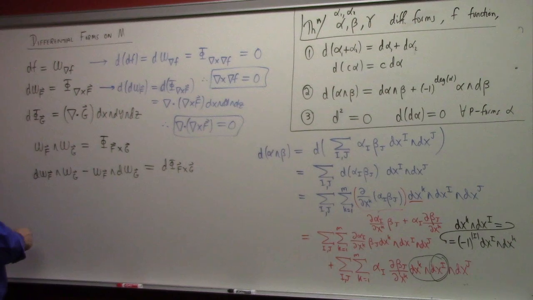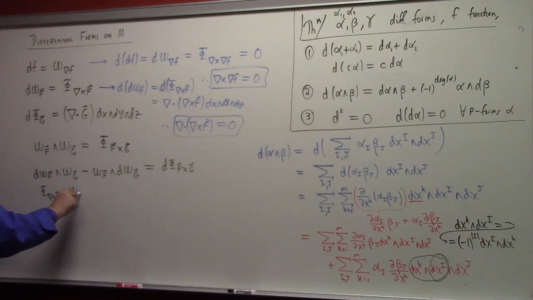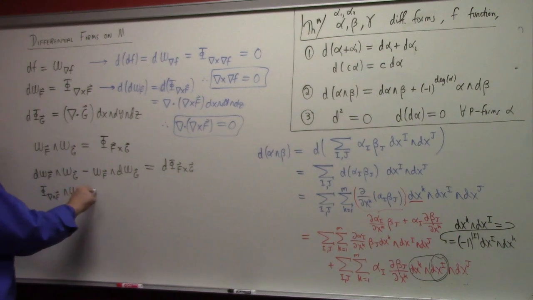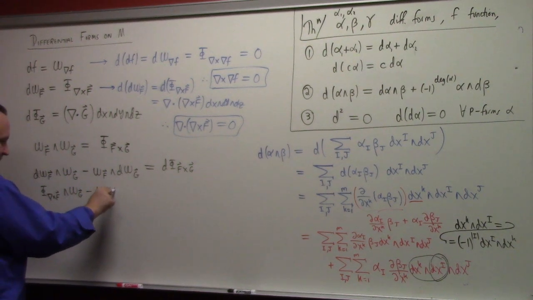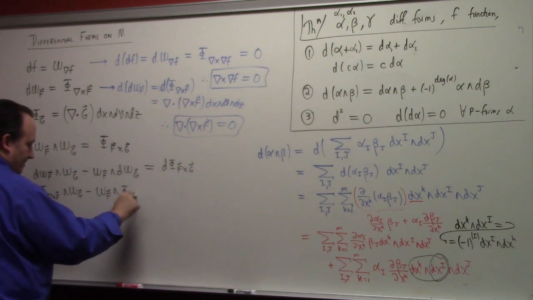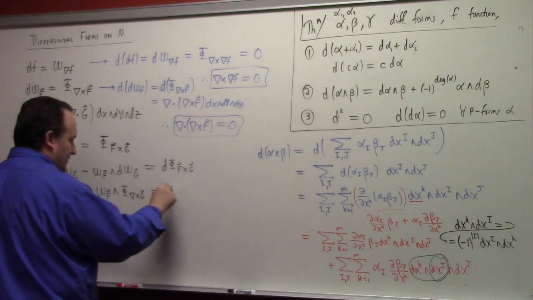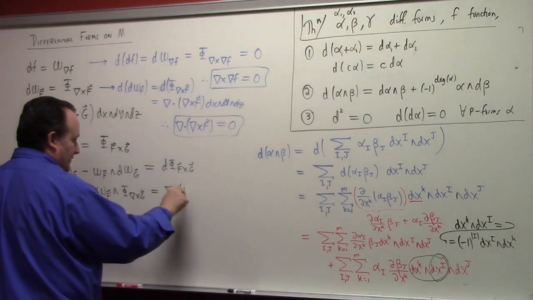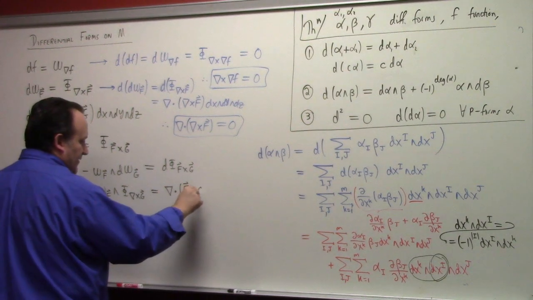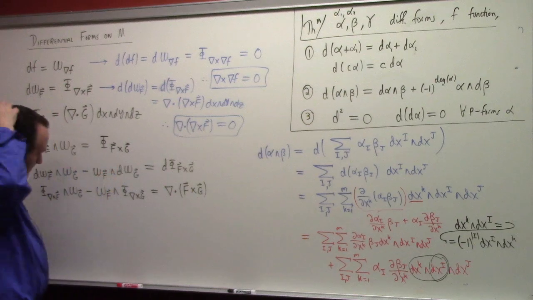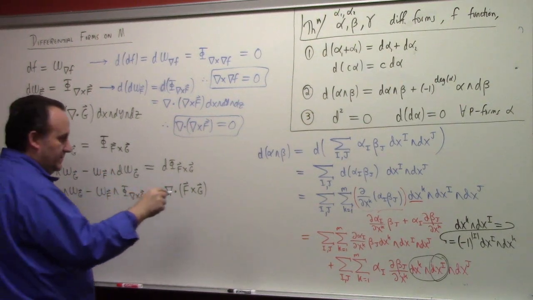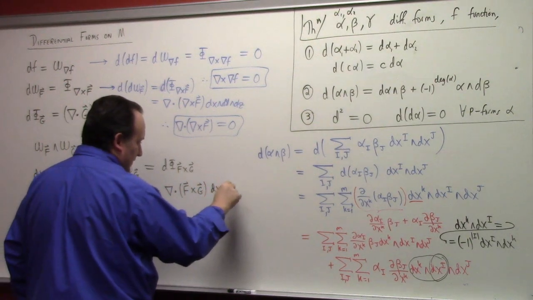And this, well, is the flux form of the curl of f, wedge product with the work form of g, minus the work form of f, wedge product with the flux form of the curl of g. And of course, on the other side, we have the divergence of the cross product of f and g. And of course, you've got your handy dandy dx wedge dy wedge dz.